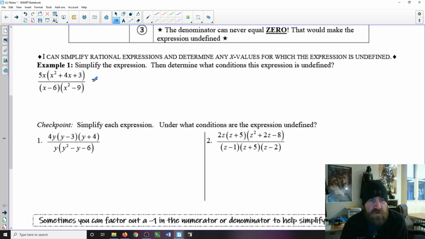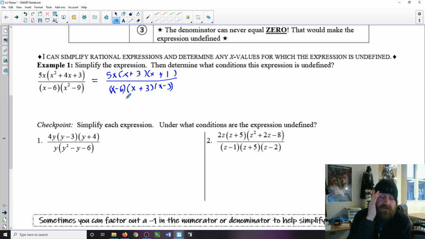So let's go ahead, we need to factor out first. So factor this top one, so we have 5x times, if we factor out that quadratic, we have x plus 3, x plus 1, all over x minus 6, that can't be factored. And then x squared minus 9, we remember that we can factor out to be x plus 3, x minus 3. All right, so we've factored everything out.